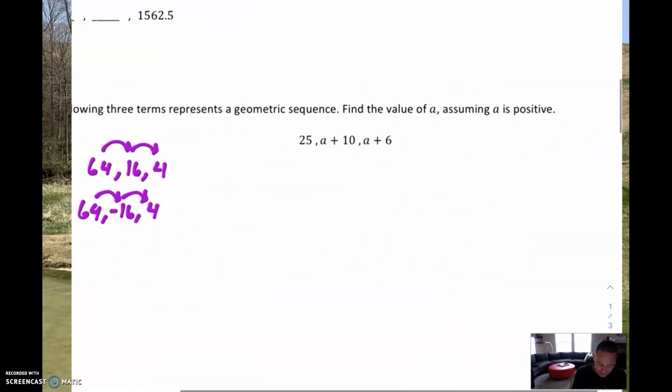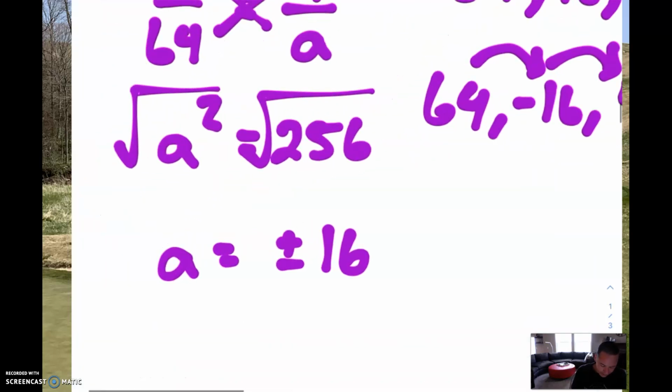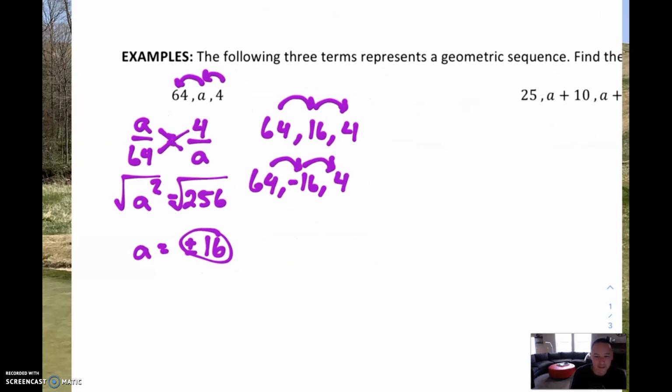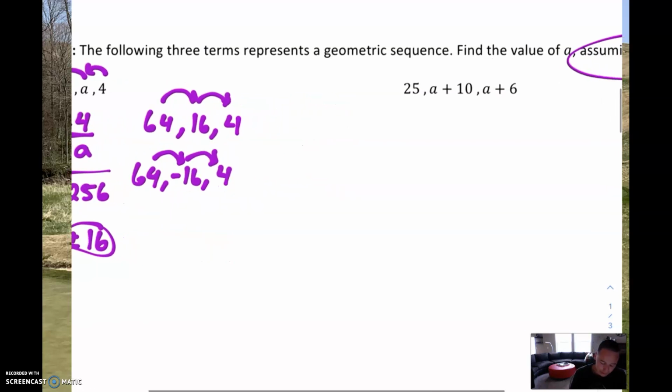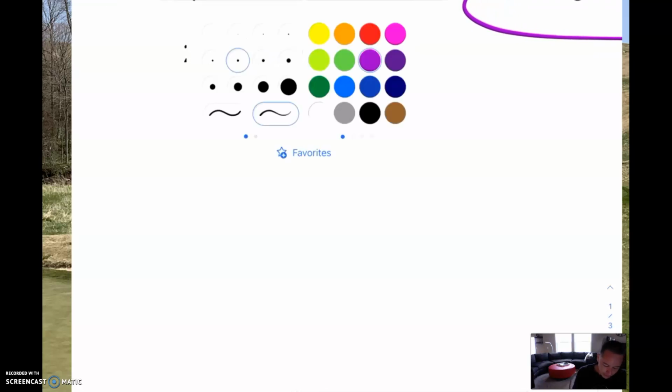If you look at the assignment, it says, assuming a is positive. So in this case, a is going to be the positive value of 16 because it specified that. But technically, there's two answers. So that one was pretty straightforward. Let's look at one where it maybe requires a little bit more math and a little bit more creative solving techniques.